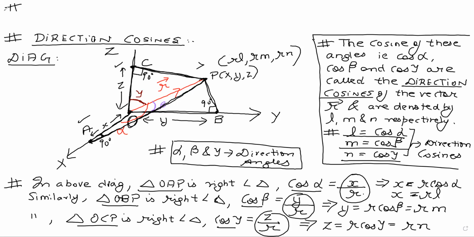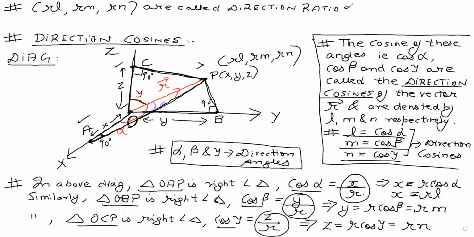So I can write on the top of the screen, you can see rl, rm, rn are called the direction ratios of the vector r, and are denoted by a, b, and c respectively.